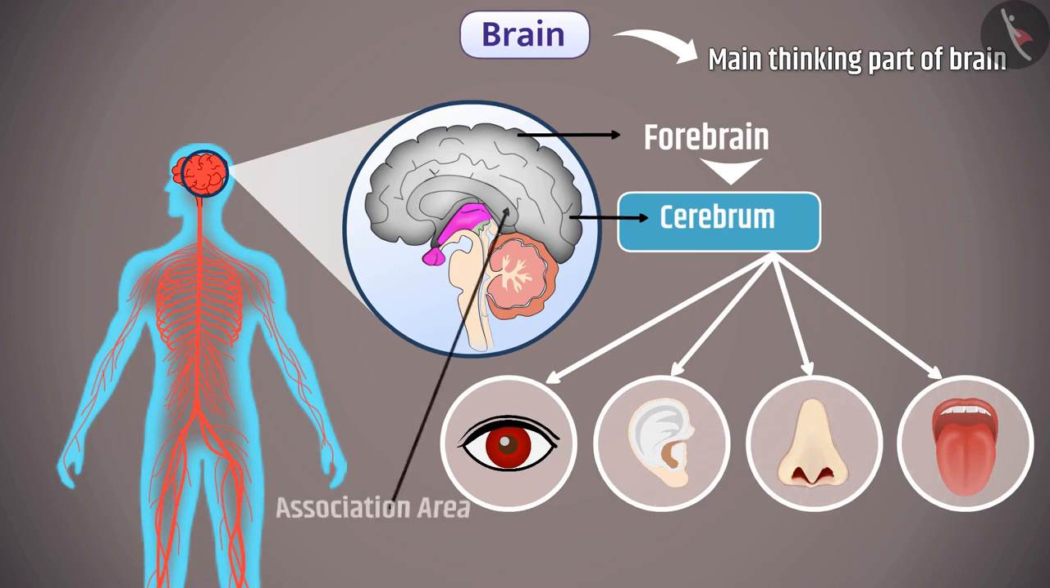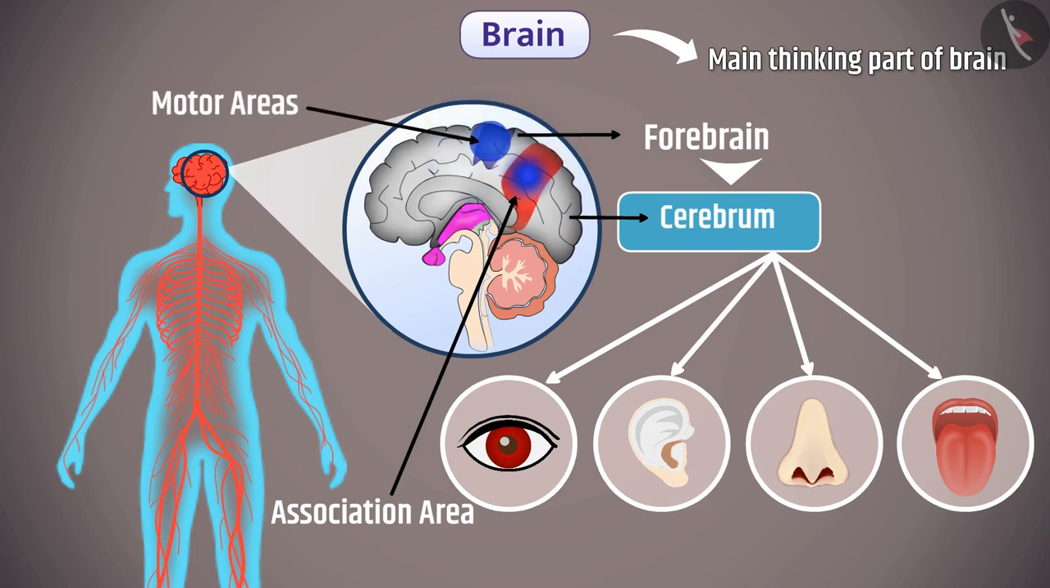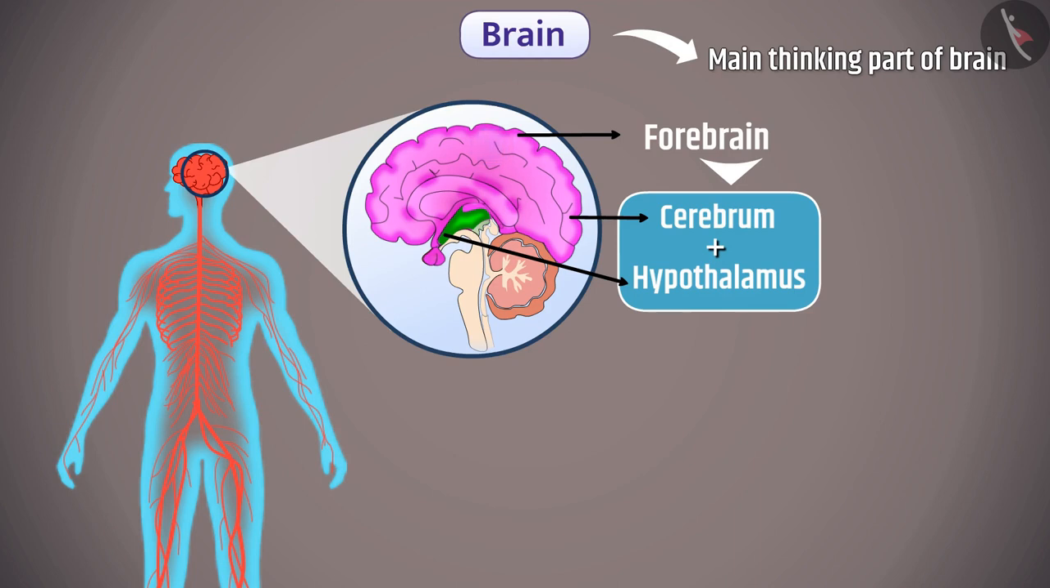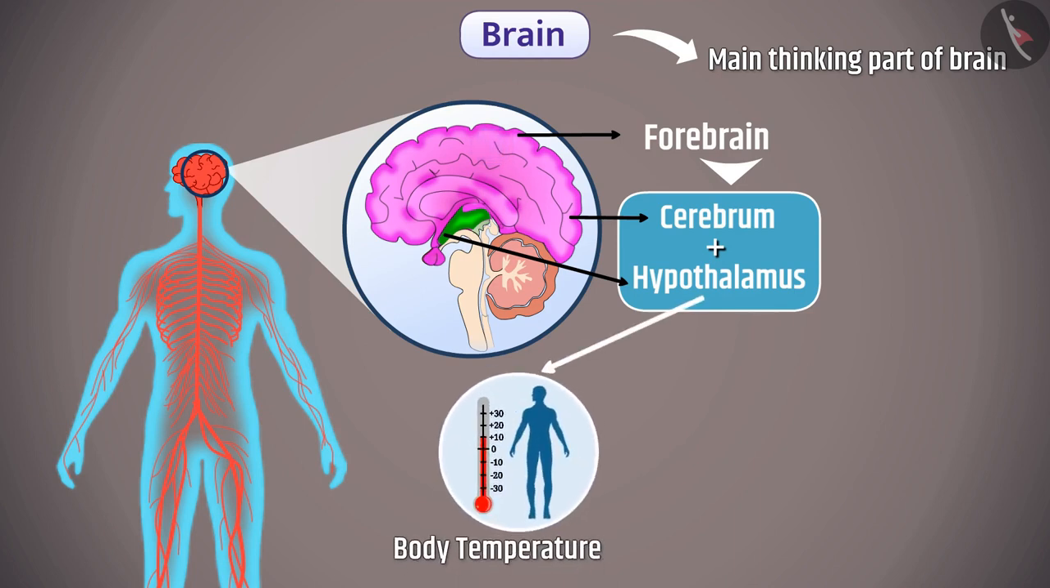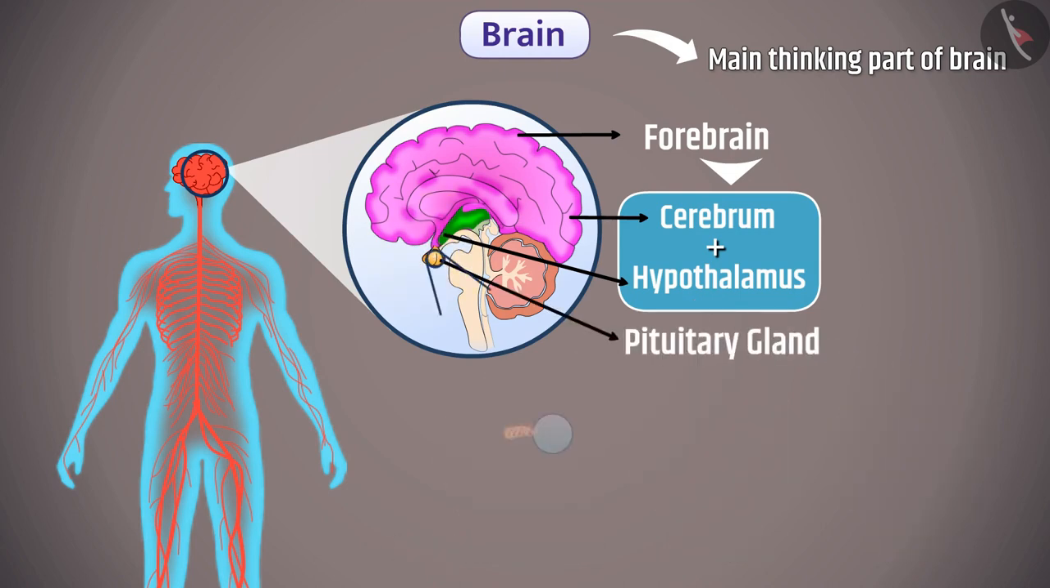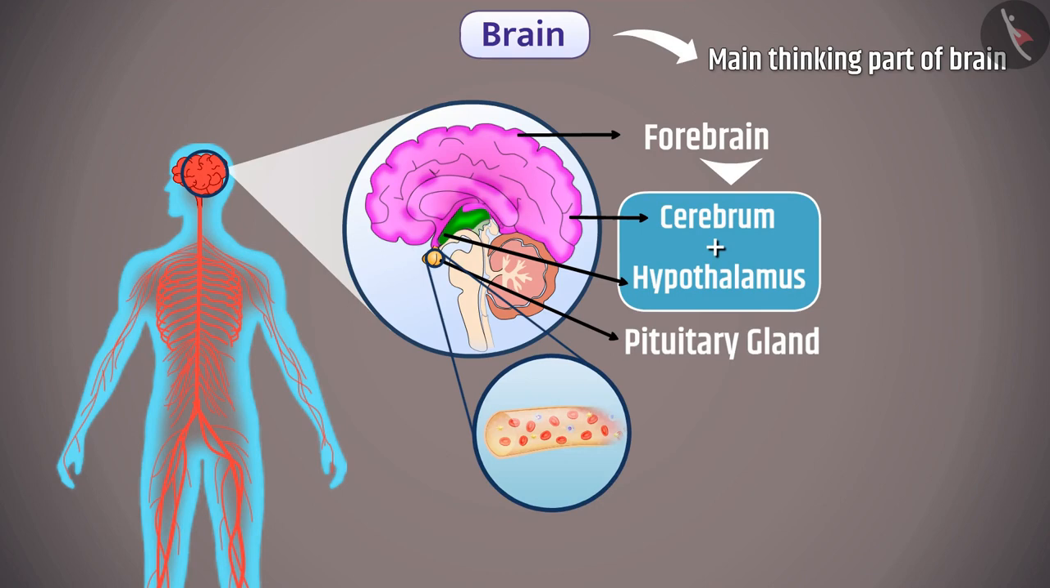There are also various associative areas in the cerebrum which interpret the sensory information, information from other receptors, and information already collected in the brain, and make decisions in order to give a response. This decision is conveyed to the motor areas, which control the movement of the voluntary muscles. The hypothalamus controls functions such as body temperature, appetite, growth, etc. The pituitary gland is present below the hypothalamus and secretes various hormones into the blood.